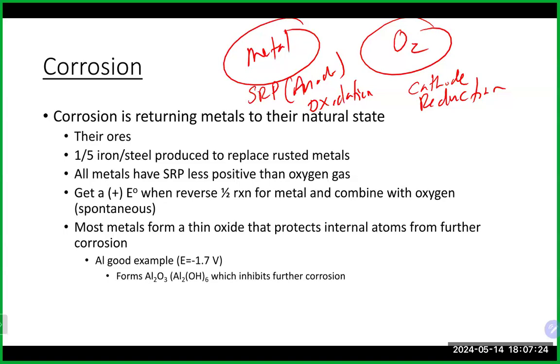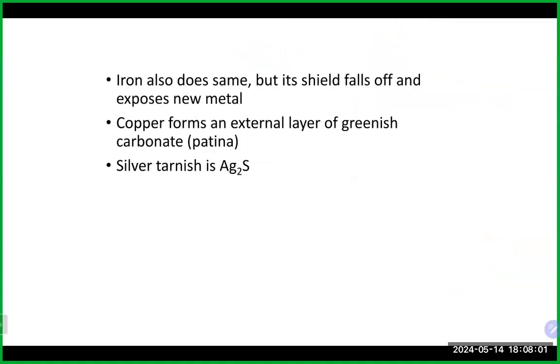So sometimes metals can make a thin oxide that can actually protect the metal from further oxidation. Certain metals, when they go through oxidation, form a layer that gets oxidized, and although the top layer is oxidized, it ends up protecting what's underneath from further oxidation. Aluminum is an example of that. When it goes through oxidation, it makes aluminum oxide, which makes a nice layer and protects the metal underneath it.